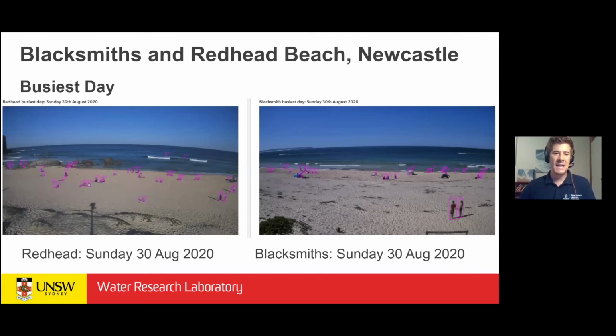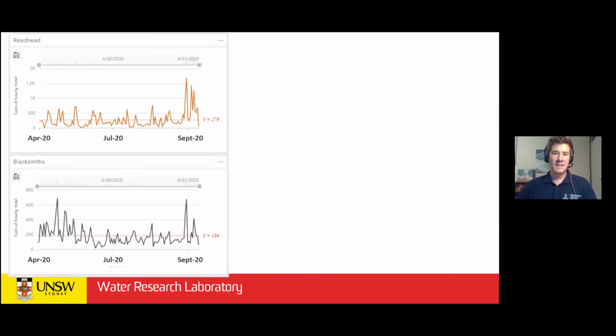You can see the busiest day was in August 2020. This was, I believe, in the school holidays after we had the second lockdown in Australia lifted, and people were starting to get back into the swing of things and heading to the beach. If we have a look at the plots between April and September, you can see the plots of people at these 2 beaches. You can see the busiest day was just there. What you can also note is the scale. Redhead Beach at the northern end of that embayment gets a lot more people compared to Blacksmith Beach. You can see the scale on the left here is 2,000 versus 800 people. So you get a lot more people visiting Redhead.